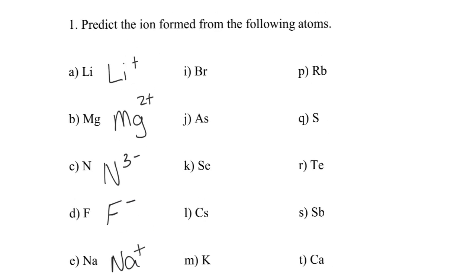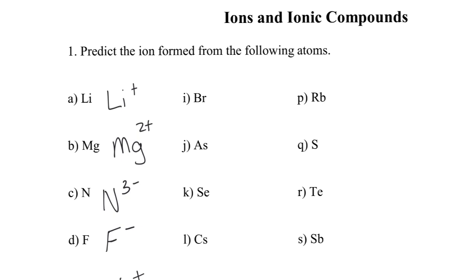Okay, let's go back up here. Bromine. Bromine is in group 17. So bromine is going to have a -1 charge. Arsenic is also in group 15. So arsenic is going to have a 3 minus charge. It's just like nitrogen. Selenium, group 16. So it's going to have a 2 minus charge.